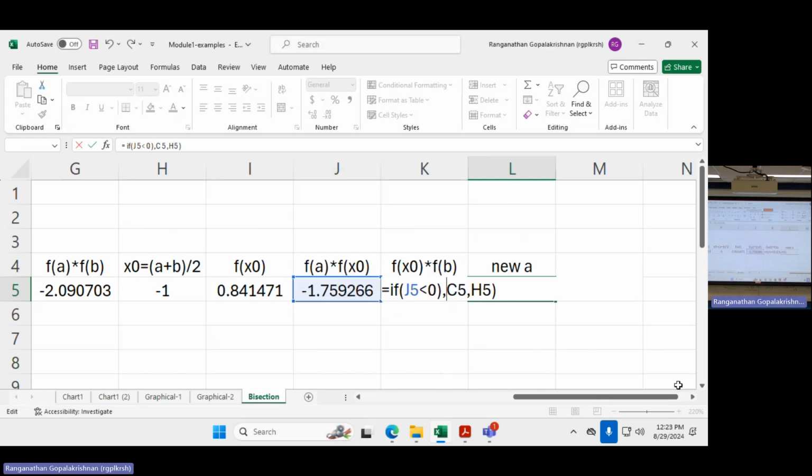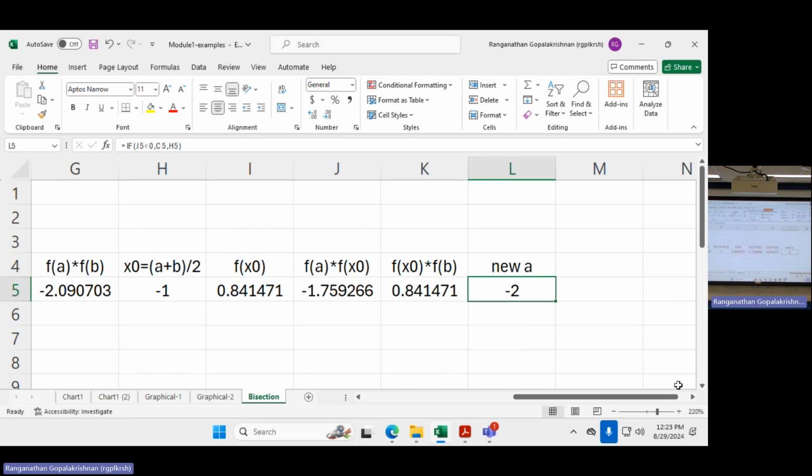If J5 is less than 0, then it takes the value of C5. If not, it takes the value of H5. So new A is -2. Just look at your notebook. It's consistent with what we did. What is new B? Can you do it and then look up? Do it yourself.